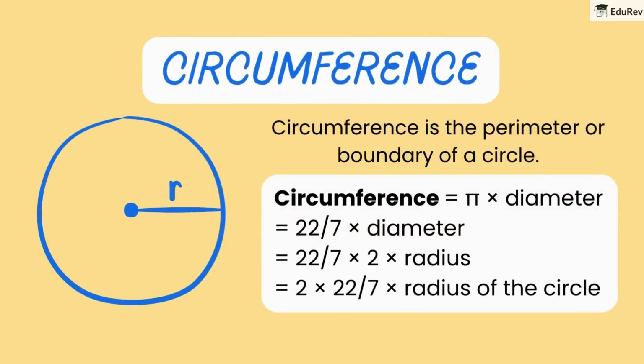Now, let's look at circumference. Circumference is the perimeter or boundary of a circle. Circumference is equal to pi times diameter or pi times 2 times radius.